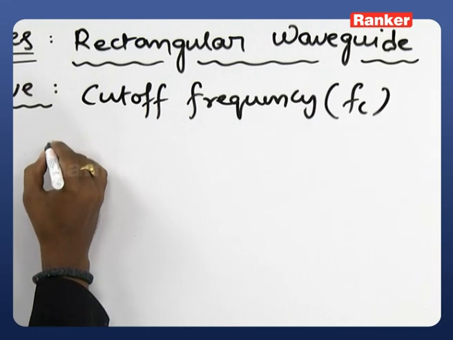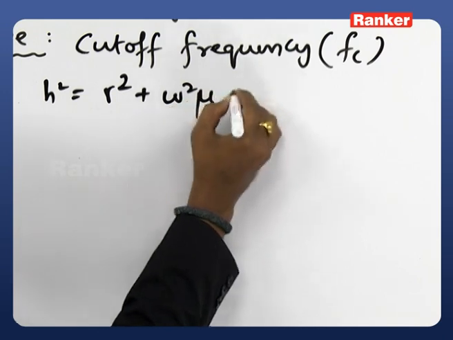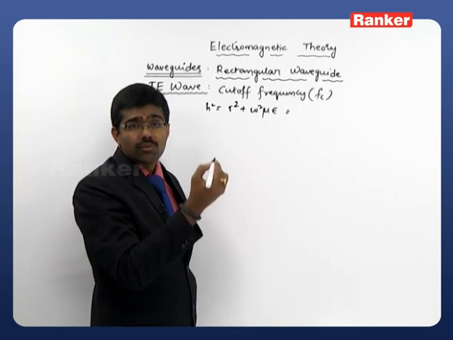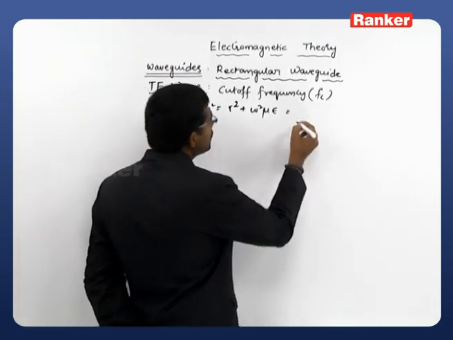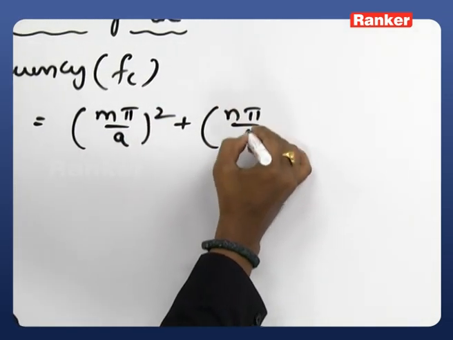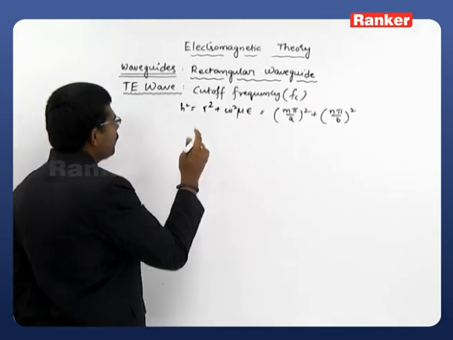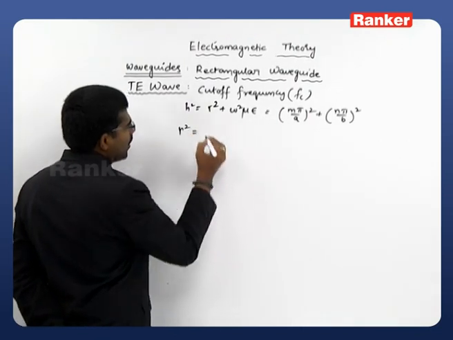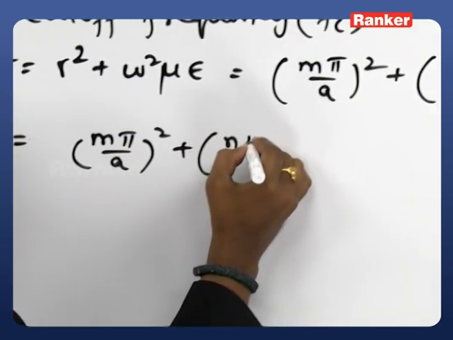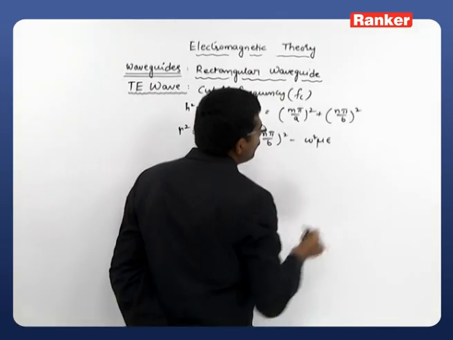We have one simple relation that h square is equal to gamma square plus omega square mu epsilon, right? Which is equal to, as already defined, a square plus b square. After getting the solution for a and b, this will be equated to (m pi by a) whole square plus (n pi by b) whole square. Now I will take these two equations and modify them. Then we obtain gamma square equals (m pi by a) whole square plus (n pi by b) whole square minus omega square mu epsilon.